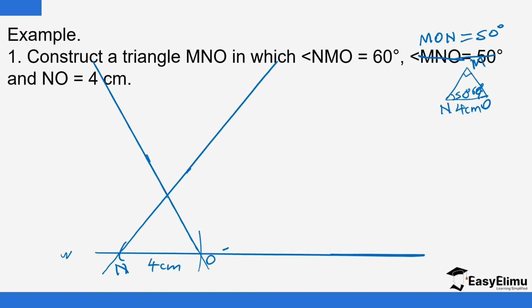Now where the two lines meet, that is where our M is. So M is here. So this is 60 degrees. This is 50 degrees. And the other one is 70 degrees.